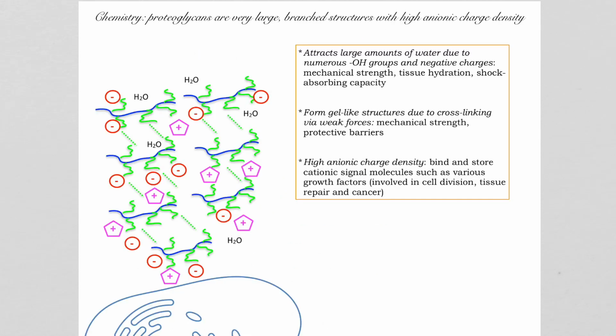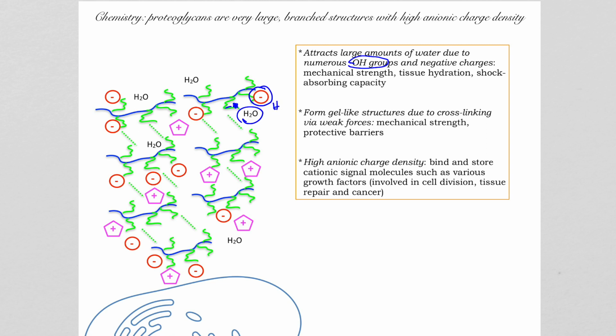What about the chemistry part of proteoglycans? What's in their chemistry that allows them to do so many different things? Here are some of the major chemical features that help them carry out their functions. First of all, these carbohydrates have a lot of hydroxyl groups. We talked about carbohydrates before, and hydroxyl groups are water-like. Not only are there a lot of hydroxyl groups on the carbohydrates, they also have negative charges.